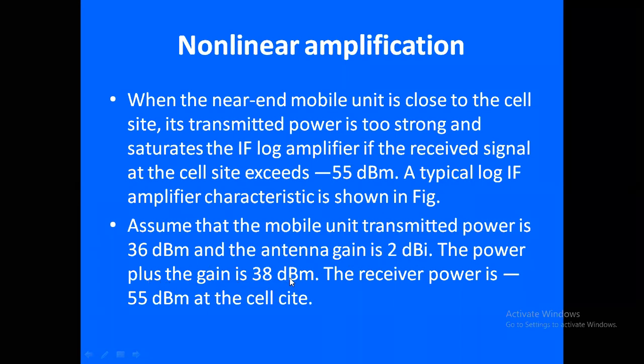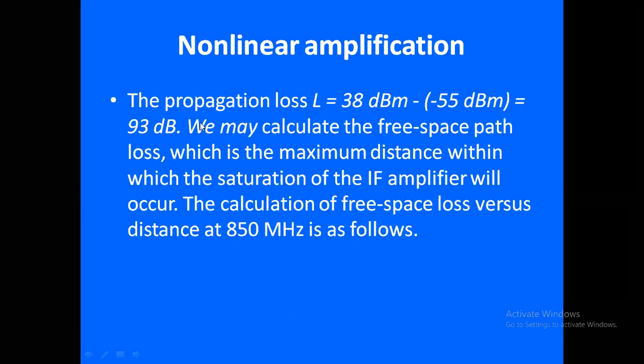So there will be 38 dBm. The received power is minus 55 dBm at the cell site. So the propagation loss L will be 38 dBm minus minus 55 dBm, so there will be 93 dB. We may calculate the free space path loss, which gives the maximum distance within which the saturation of the IF amplifier will occur. The calculation of free space loss versus distance at 850 megahertz is as follows.